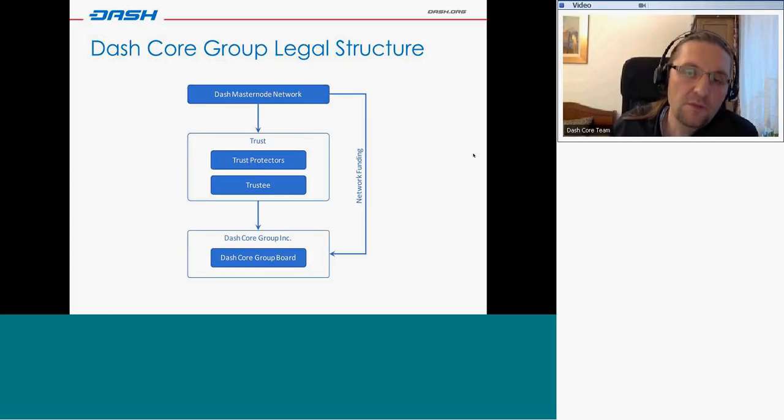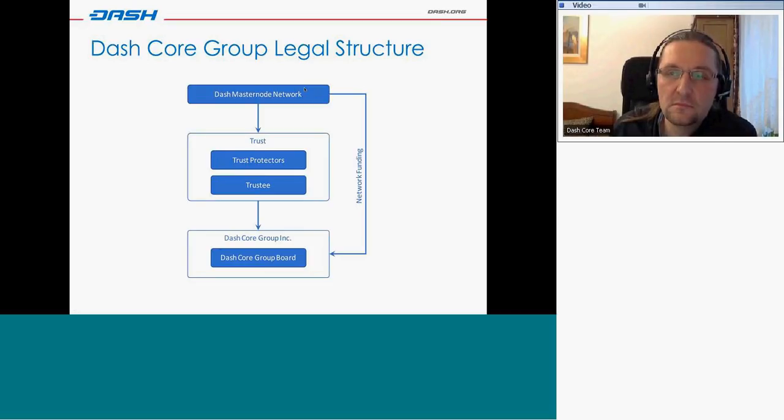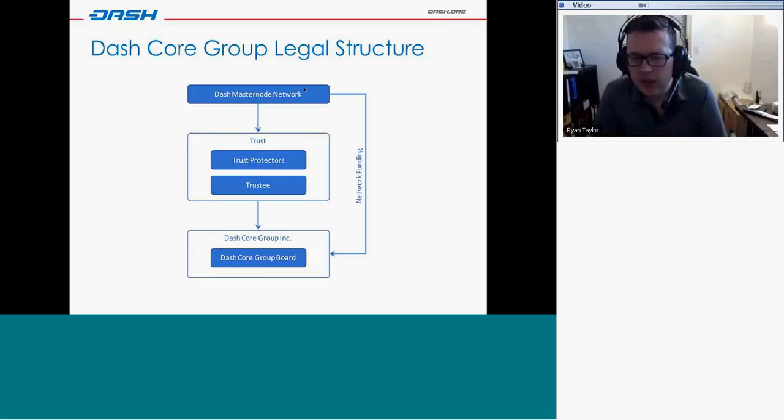Okay. Maybe if you define the way the masternode network can influence the trust, and then the trust can control Dash Core Group, in some simple terms, it would be useful to understand how this control is happening. Yeah, and I'm sure this would have come up in Q&A anyway.